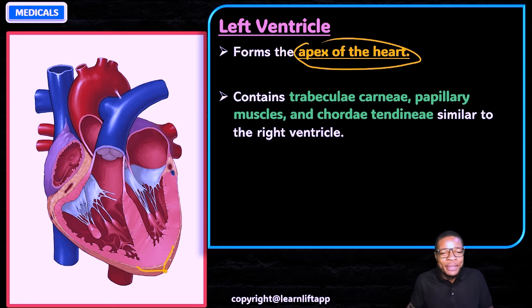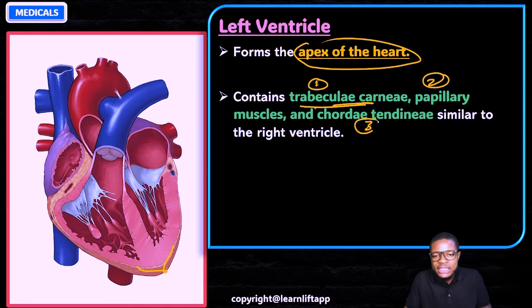And don't forget this quickly with me. Number two, it contains the trabeculae carneae, the same thing you have in the right ventricle. It's also in the left ventricle. The trabeculae carneae, number one. Number two is the papillary muscle. And number three is the chordae tendineae. These here are the trabeculae carneae. These here are the papillary muscles. And these here are the chordae tendineae. That's all. No stress. Easy, cheap, and direct.